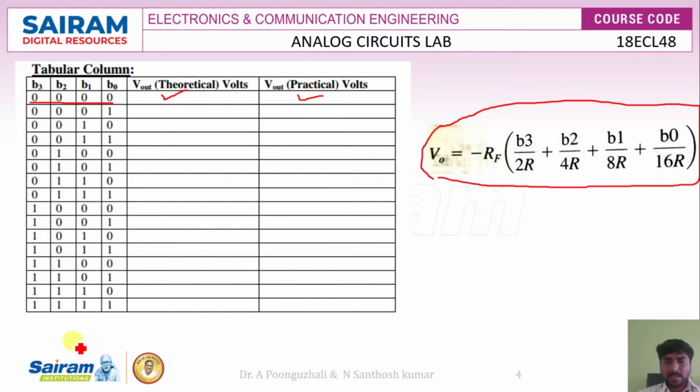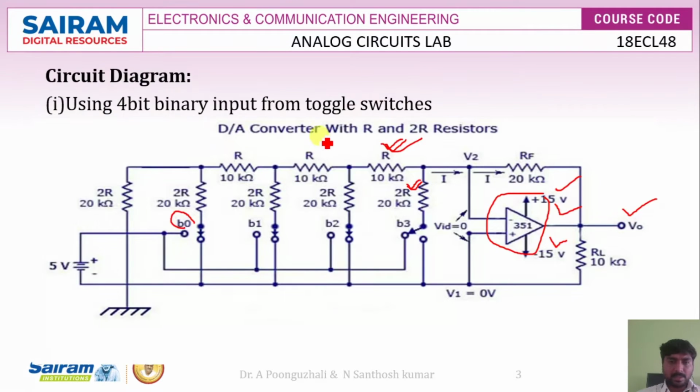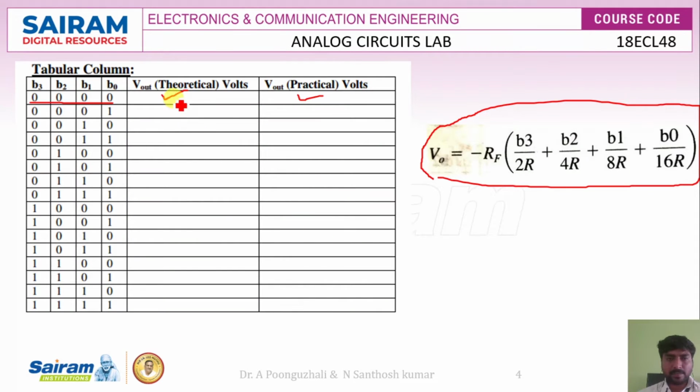R is the value of whatever resistance we have chosen. If you choose it to be 10K, then the value of R will be 10K. If you choose the value of R to be 20, then the R value will be 20. You can choose any value of resistance, 5 kilo ohms, 1 kilo ohms. It depends. That gives you the theoretical value of the output.